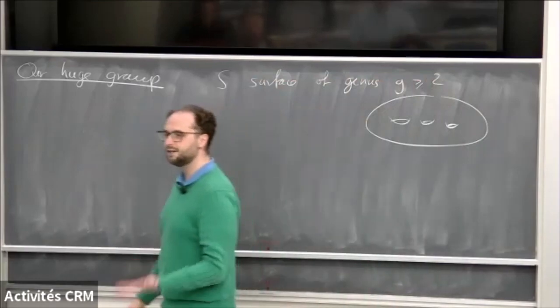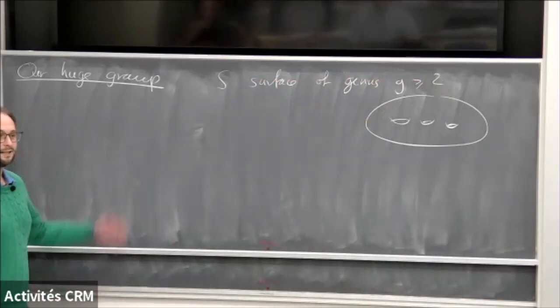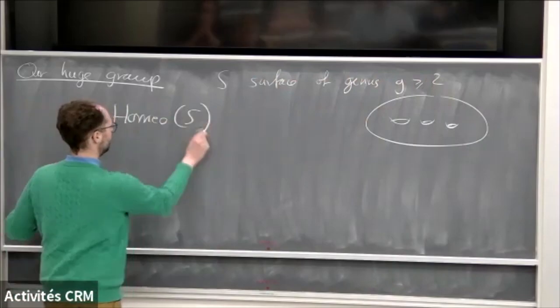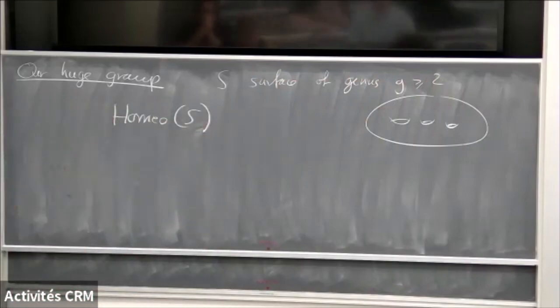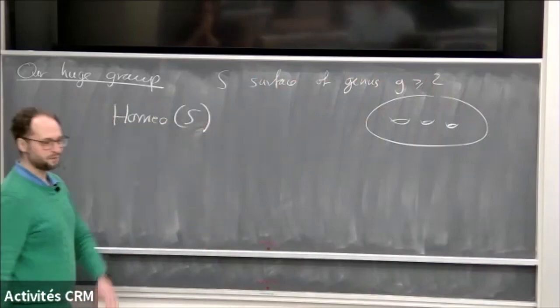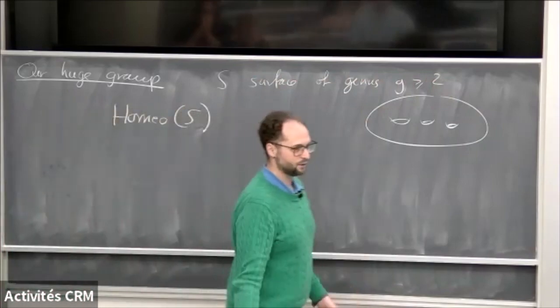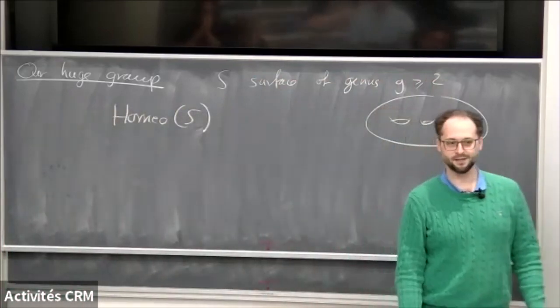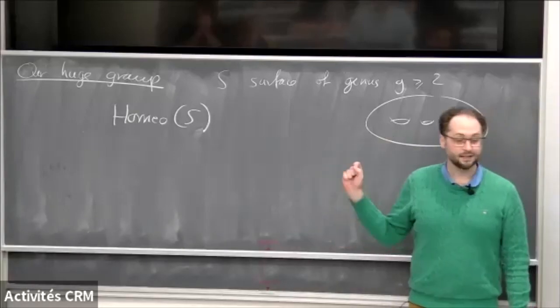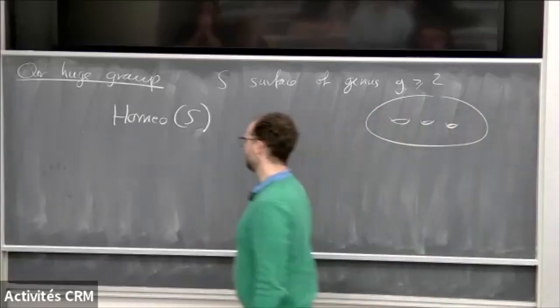And now how do I get a huge group out of this? Well, I take the homeomorphisms of the surface. So that's huge. That's our huge group, right? This is not finitely generated. This is infinite dimensional in any reasonable sense. And not only is it huge, but it is also mysterious.